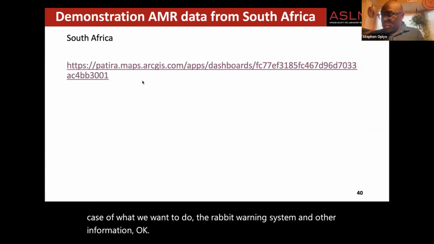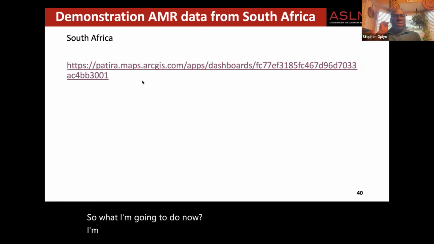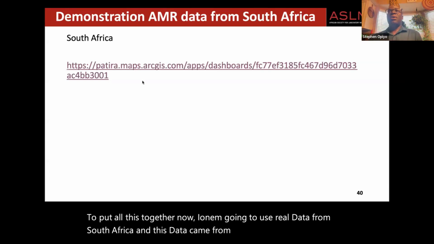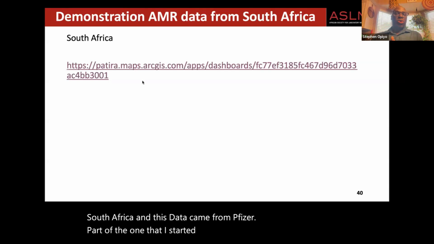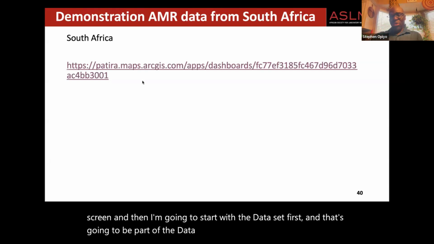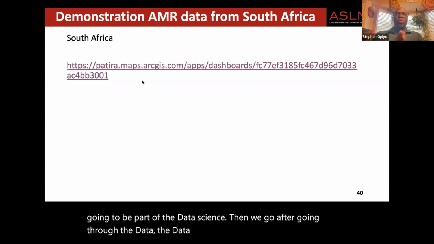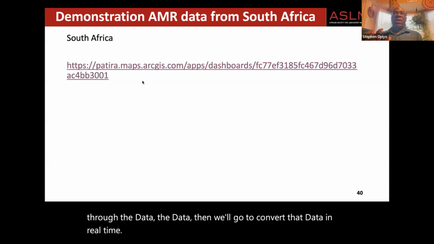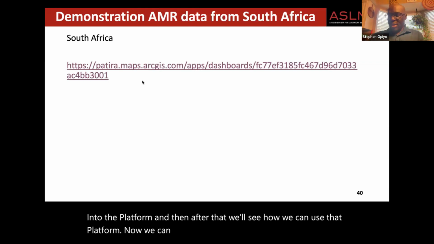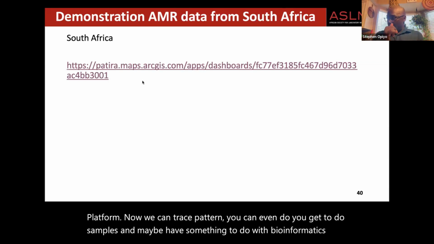So what I'm going to do now is a demonstration to put all this together. I'm going to use real data from South Africa, and this data came from Pfizer, part of the one that I started with. So I'm going to stop sharing my screen, and then I'm going to start with the data set first, and that's going to be part of the data science. Then after going through the data, we'll convert that data in real time into the platform. And then after that, we'll see how we can use that platform now. We can trace patterns. We can even get those samples and maybe have something to do with bioinformatics, okay? So let me stop sharing and then I'll come back with the data.